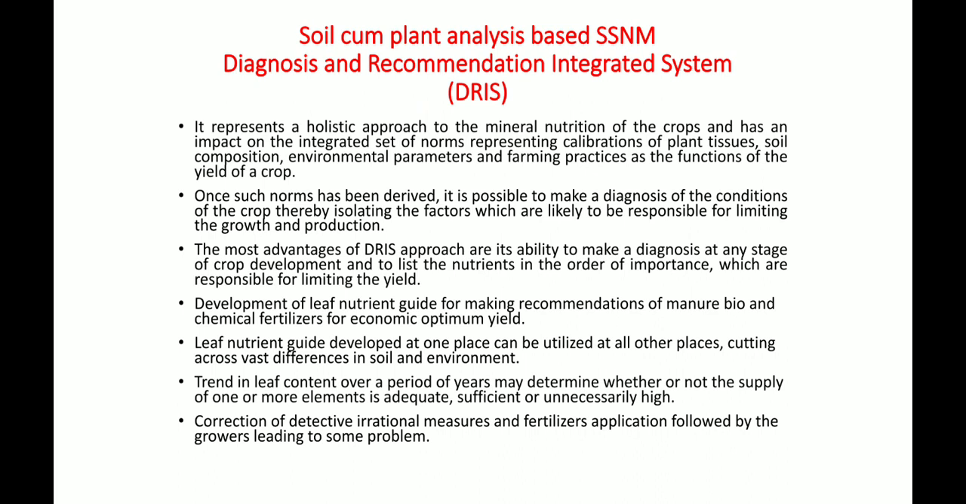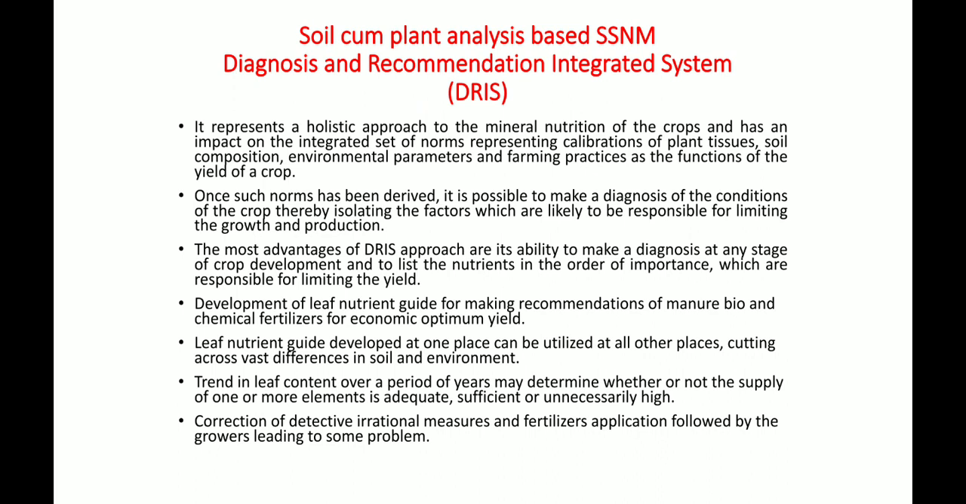Once such norms have been derived, it is possible to make the diagnosis of the conditions of the soil and also the factors limiting the growth and production. The main advantage of this approach is the ability to make the diagnosis at any stage of the crop development, and the list of the nutrients in order of importance which are responsible for limiting the yield.